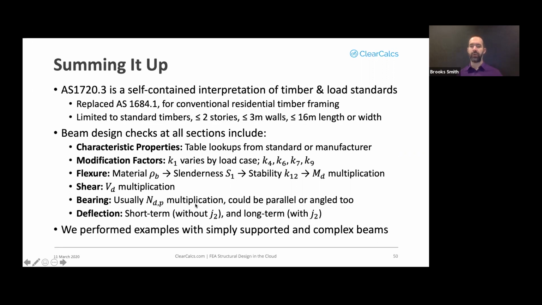Deflection: you have short-term deflections that contain the J6 modification factor but do not contain J2, and your long-term deflections, which do include J2, that creep factor, as well as J6. We then performed a couple of examples for simply supported and complex beams as well.